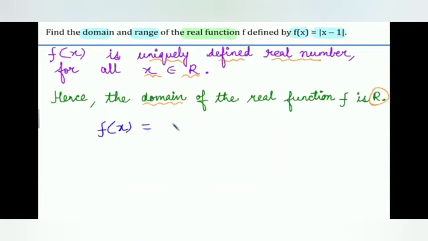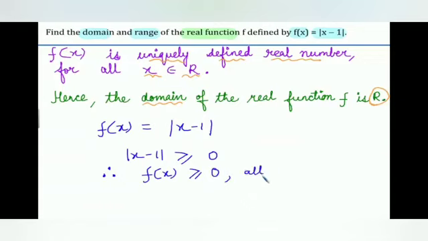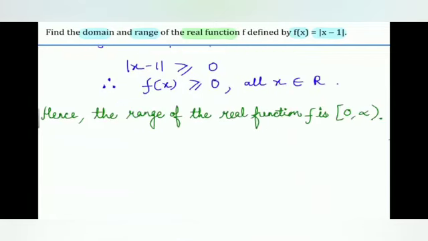Now you have to find the range. So put all the values of real numbers in your function and check what your answer comes, what the minimum answer is, what the maximum answer is. आप सबको पता है कि मॉड्यूलस का आपका आंसर ऑब्वियसली ग्रेटर और इक्वल टू 0 रहेगा. So your answer is always greater or equal to 0, right? For any value of R, all x belongs to R. Hence the range of real function f is 0 to infinity.